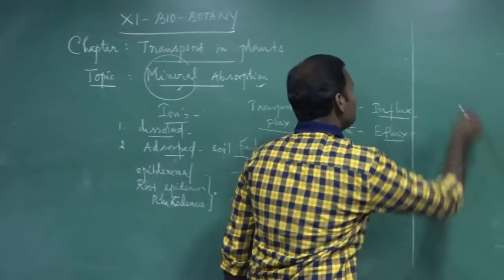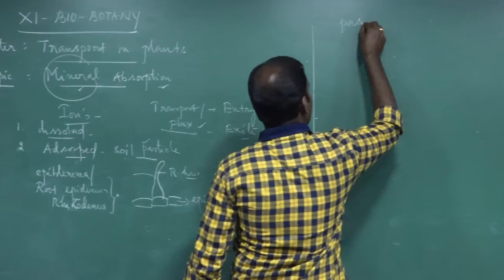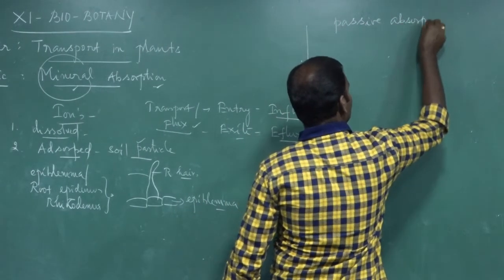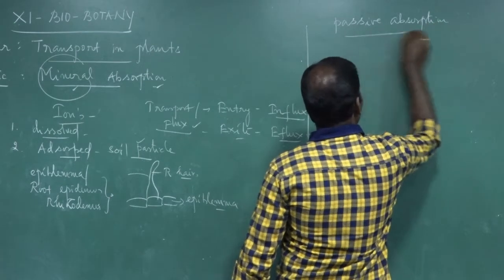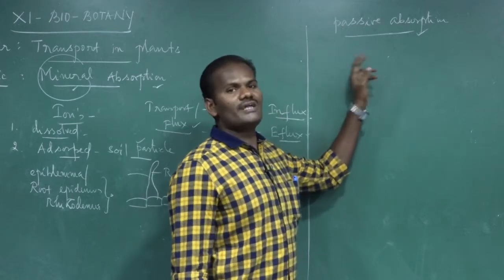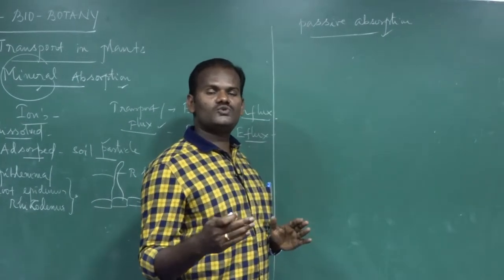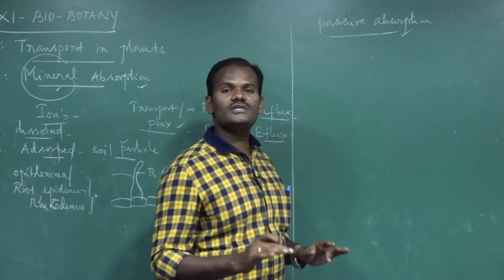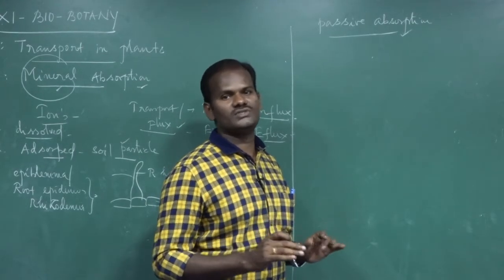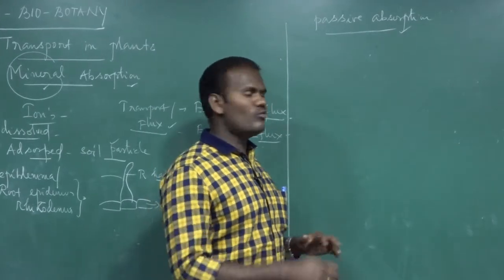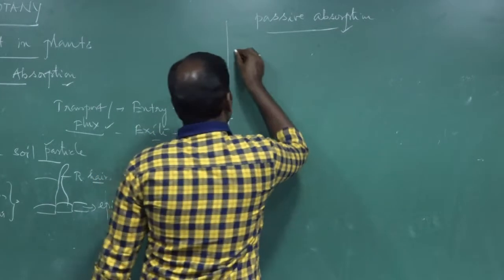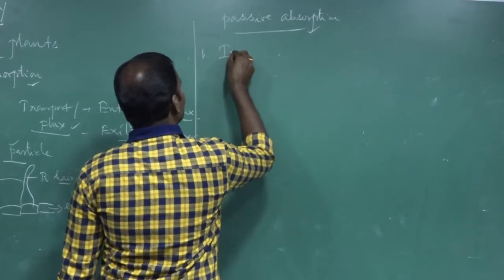First one is passive absorption. What is passive absorption of ions? It is the movement of ions from higher concentration to lower concentration without the expenditure of metabolic energy. No ATP is required for the movement of mineral ions. This is called passive absorption. In passive absorption, the first one is ion exchange.